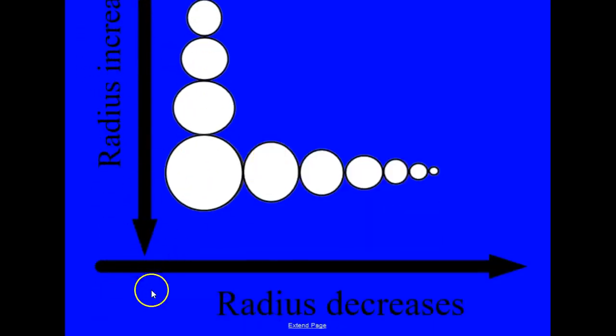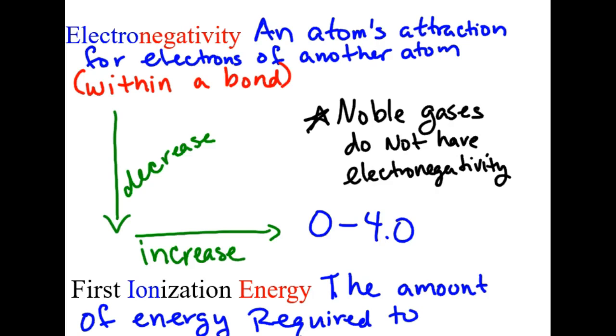So here's a little graphic that we talked about in class where the radius increases as you go down, but it decreases as you go left to right. You kind of can think of it as the snowman falls over, and that's because of the increased nuclear charge. All right, so once you know the trend in radius, you can figure out all of the other trends because all of the other trends are due to the radius trends.